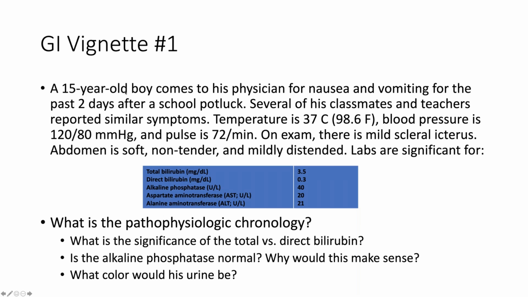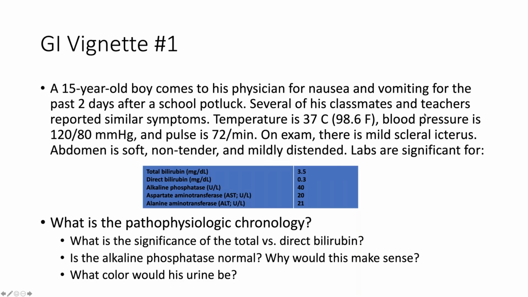So we've got a 15-year-old boy who comes to his physician for nausea and vomiting for the past 2 days after a school potluck. So we can assume that he probably got sick from the potluck, but that would be my guess. Pretty nonspecific, probably several of his classmates and teachers reported similar symptoms. So definitely some sort of foodborne illness from the potluck. It's usually the potato salad, whatever has got dairy.